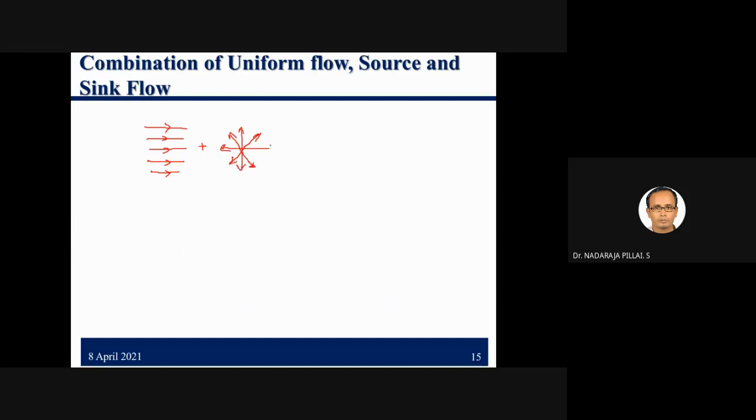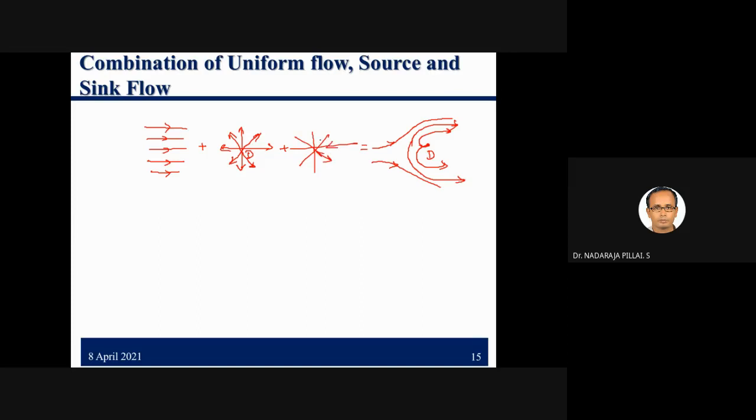So when I add it with the source flow, I get the source flow. Here is a source flow, origin is D, the source flow will move like this, and it creates where the streamlines flow here, and this becomes a semi-infinite body. And what will happen if I include a sink?